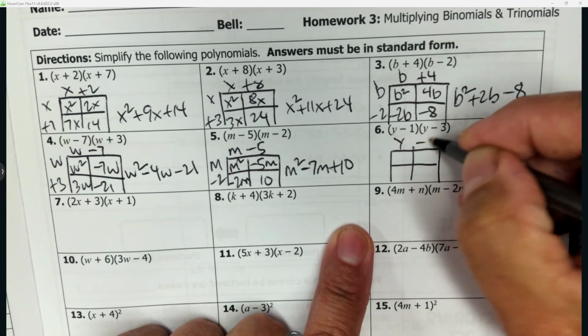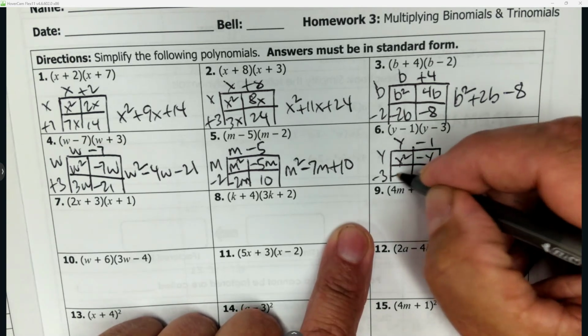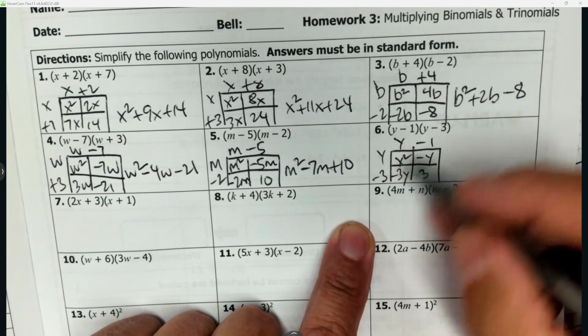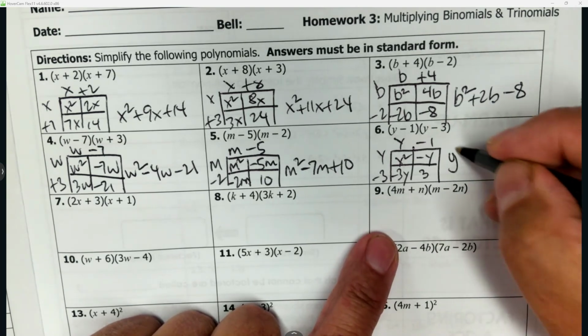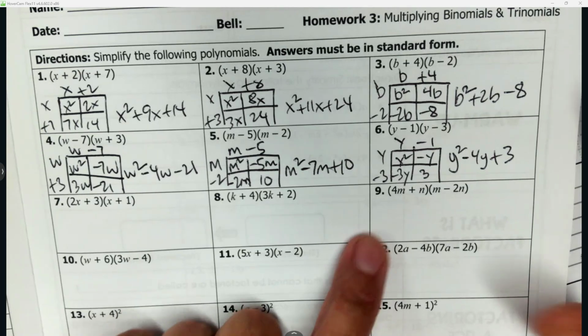So we have y minus 1 and y minus 3 and multiply it out. Remember, a negative times a negative is positive. So we have y squared, that's negative 4y, and then plus 3.